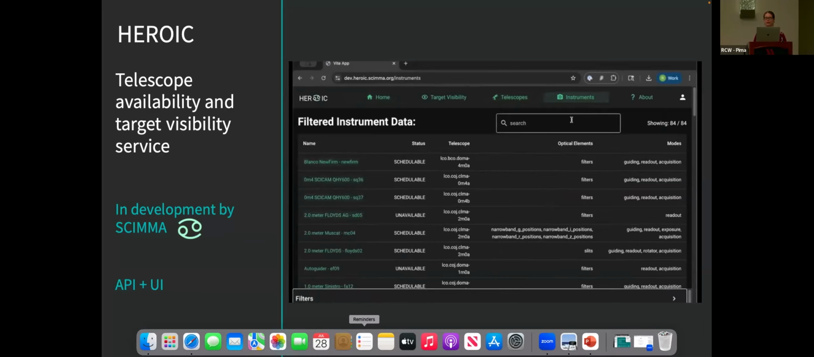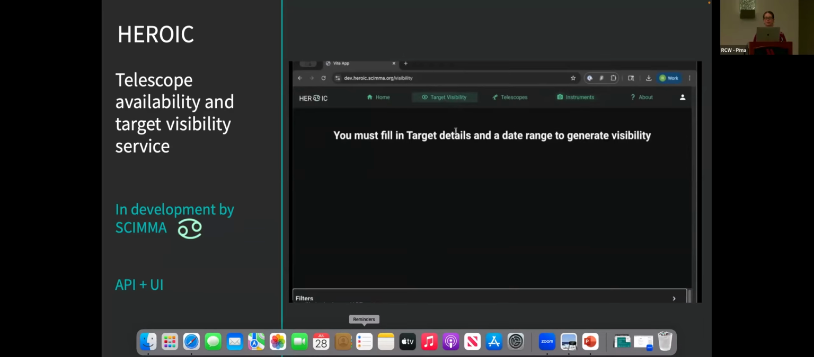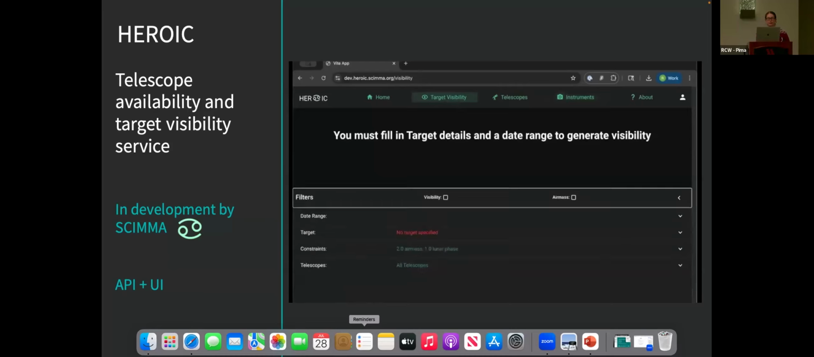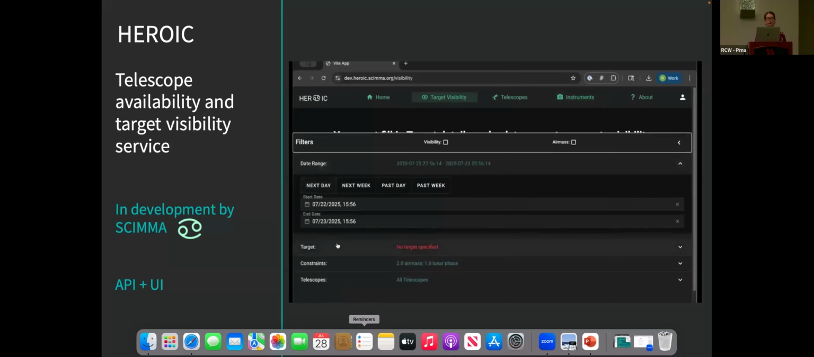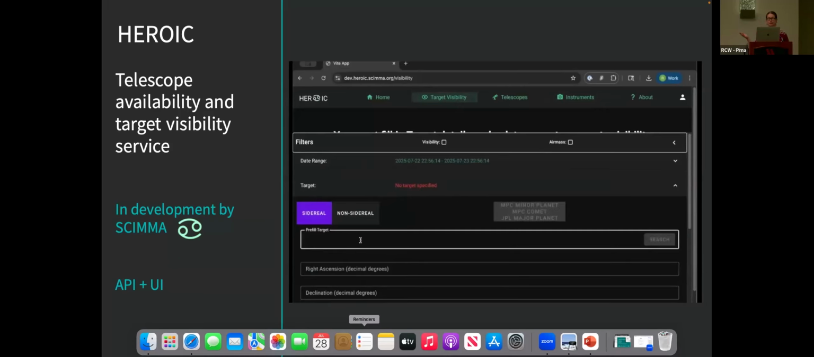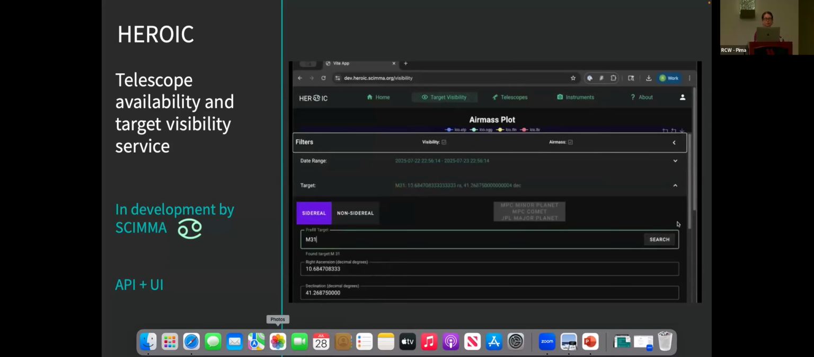It also provides a generalized target visibility planning tool that works from multiple sites. And this will also operate not just the UI that you can see, but also a programmable interface should be available shortly.